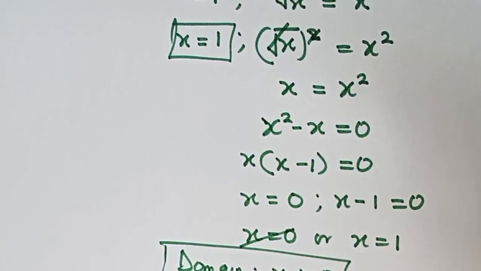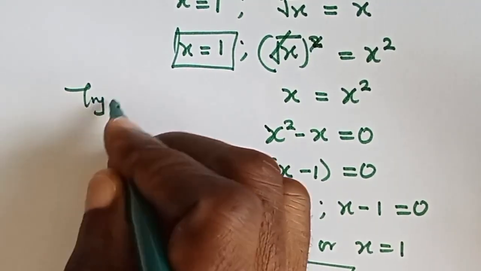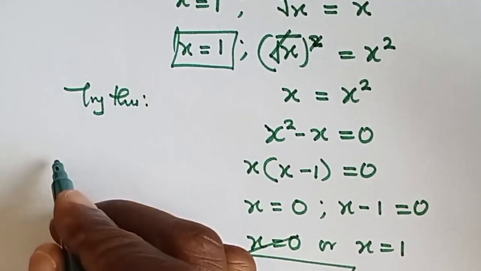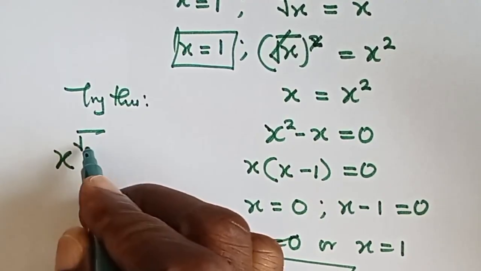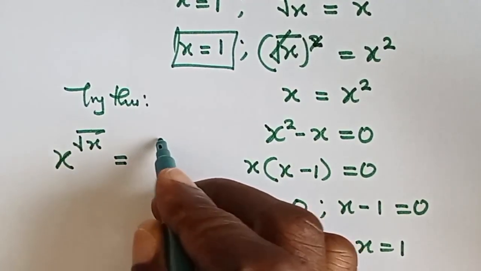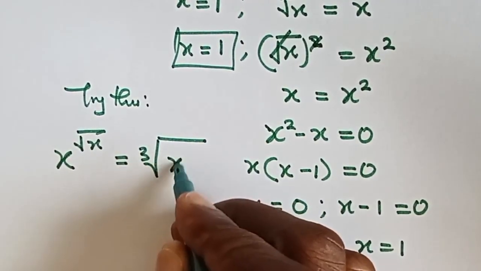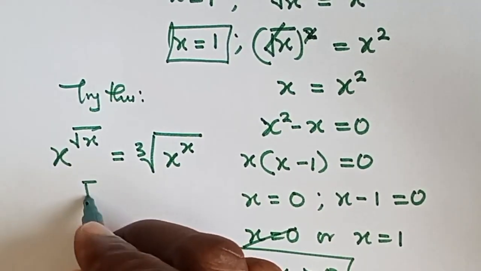Alright, so now let's solve something similar. Let's try this. We have x raised to the power root of x equals cube root of x raised to the power x. Alright, so let's find x.